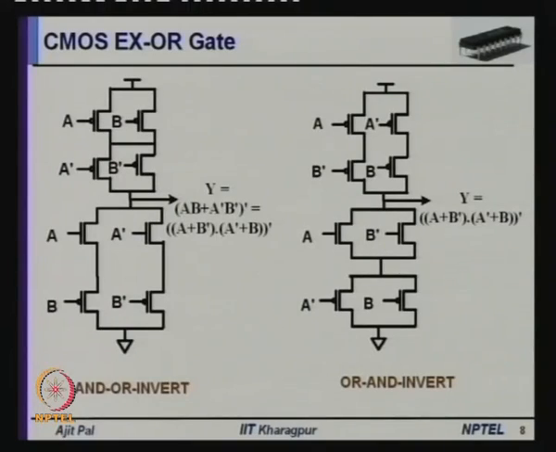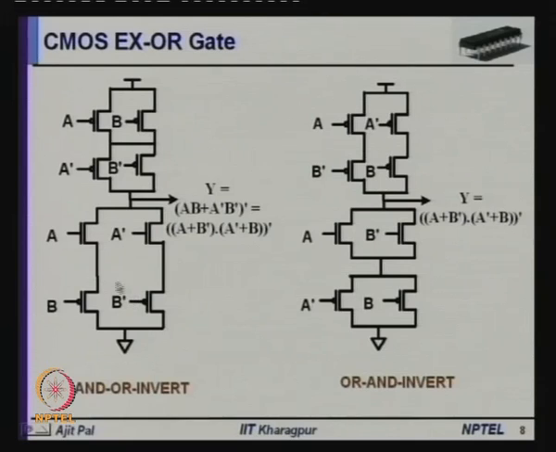Let us take up an example, complex CMOS XOR gate. So, here the realization of a CMOS XOR gate is shown. Here you can see XOR function has been realized in AND-OR-invert form. AND-OR-invert means AB or A bar B bar.